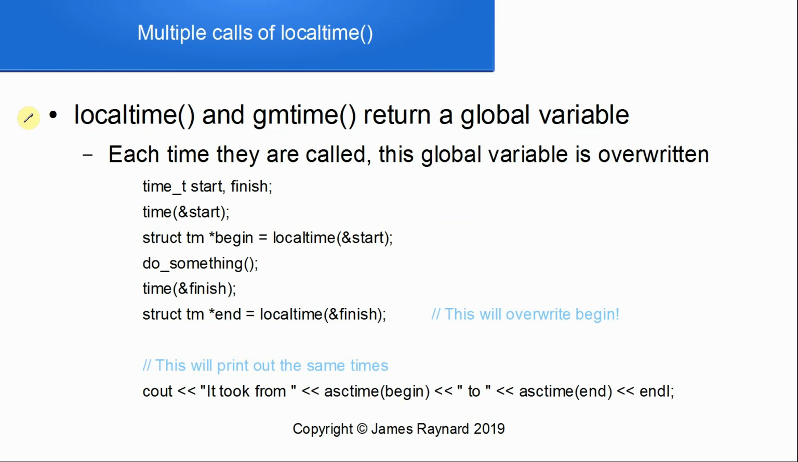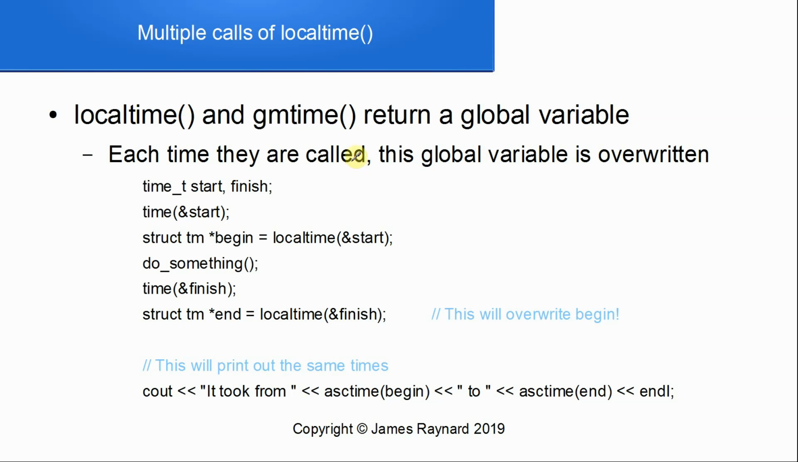There's rather a nasty feature to this. You remember that localtime returns a pointer to a struct tm and not just a struct tm. And they had the bright idea of returning a pointer to a global variable. So every time we call localtime or gmtime, this global variable has the latest value stored in it, which will destroy whatever was in it before.